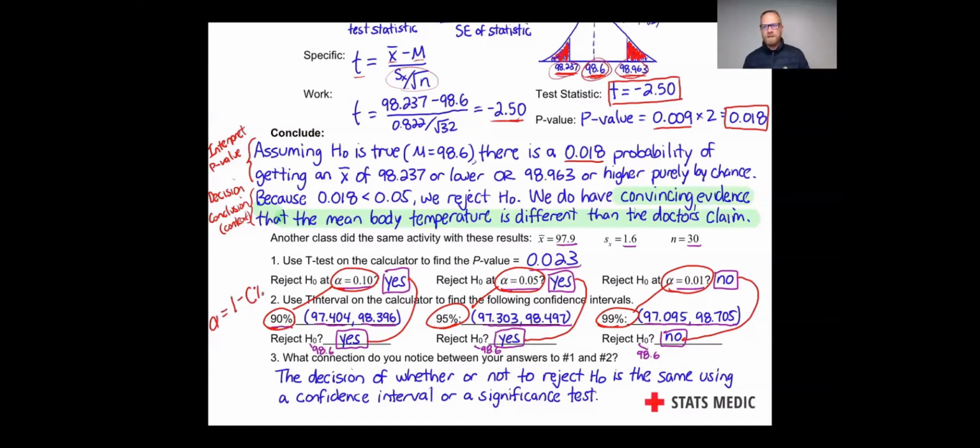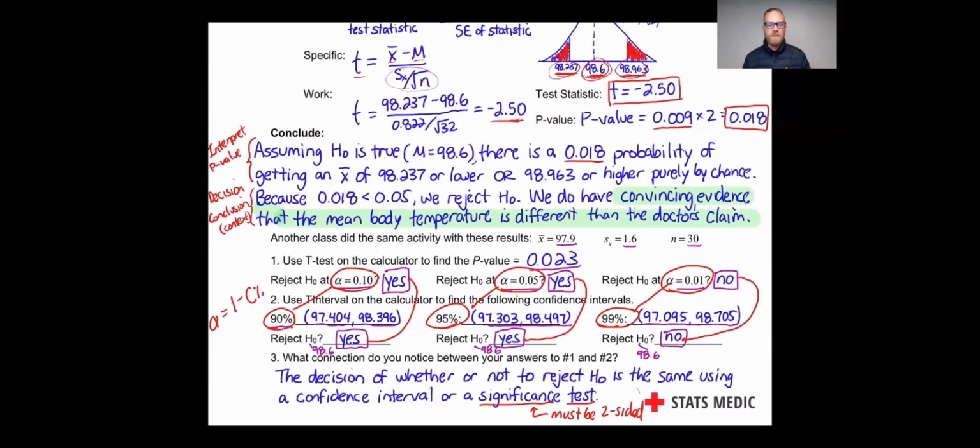Now, very important here, this only works for a two-sided significance test. So when we say we get the same results here, let's make a note that this must be a two-sided test. Confidence intervals are essentially two-sided. So if you're going to try and make the connection between significance tests and confidence intervals, you have to be using a two-sided significance test.